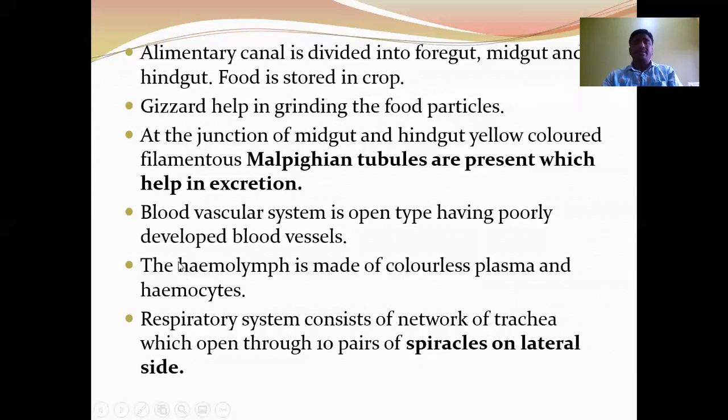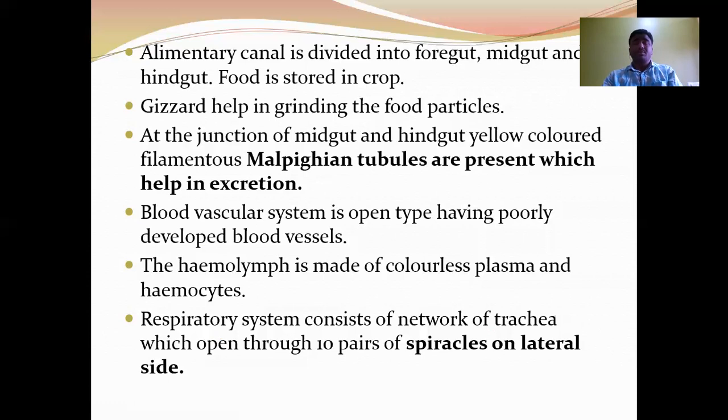Next, the blood vascular system is open type, and blood is colorless. It is also called hemolymph. Because of the absence of respiratory pigment, it is colorless and it is not involved in the transport of gases.